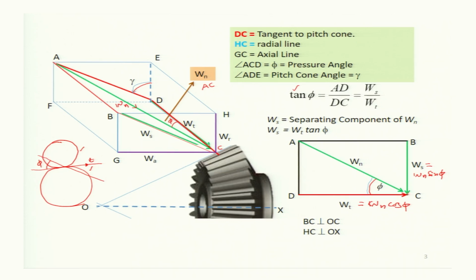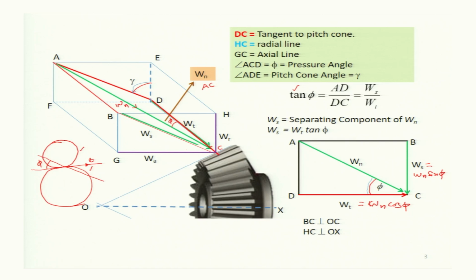So, your BC is Ws and DC is Wt. So, tan phi can be written in terms of Ws divided by Wt. Now, your BC line is perpendicular to the OC. OC is the pitch line.